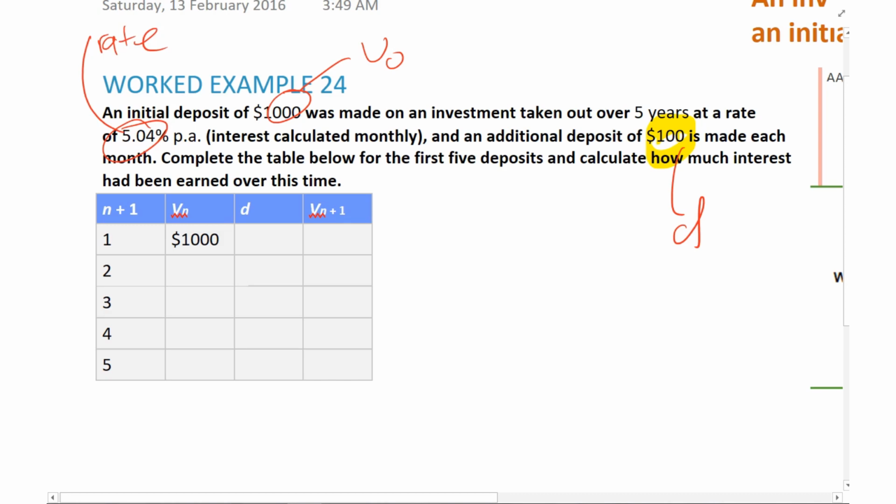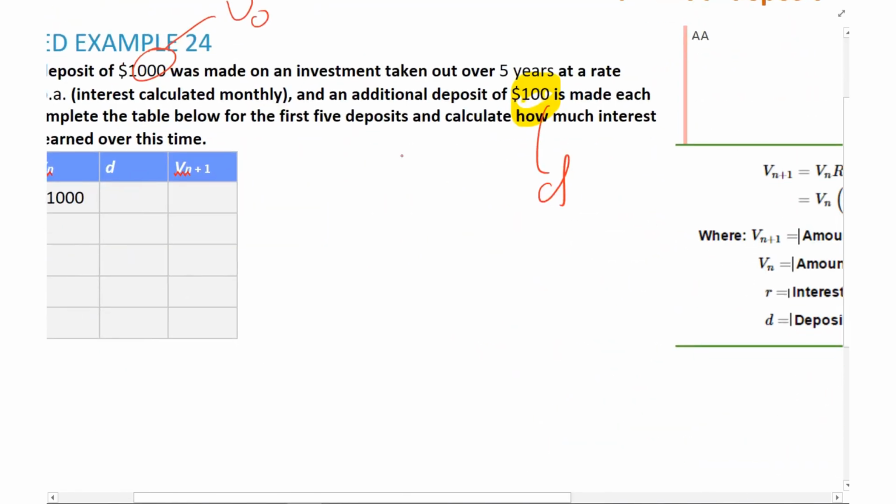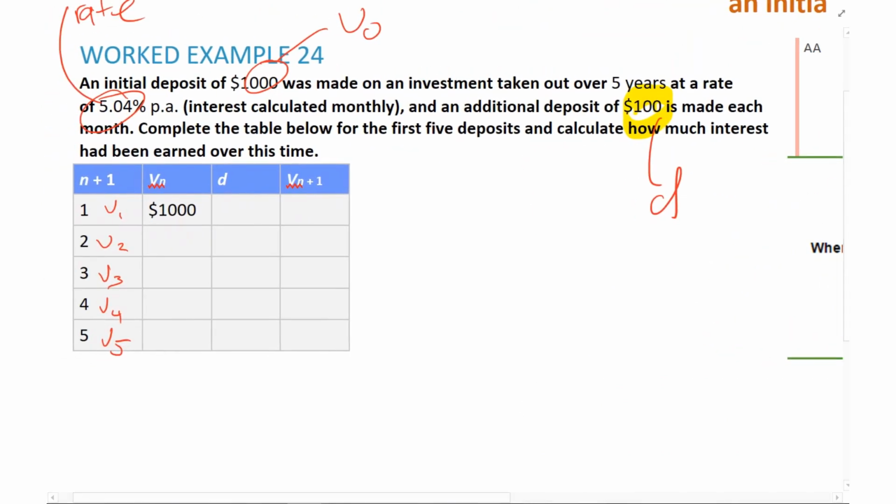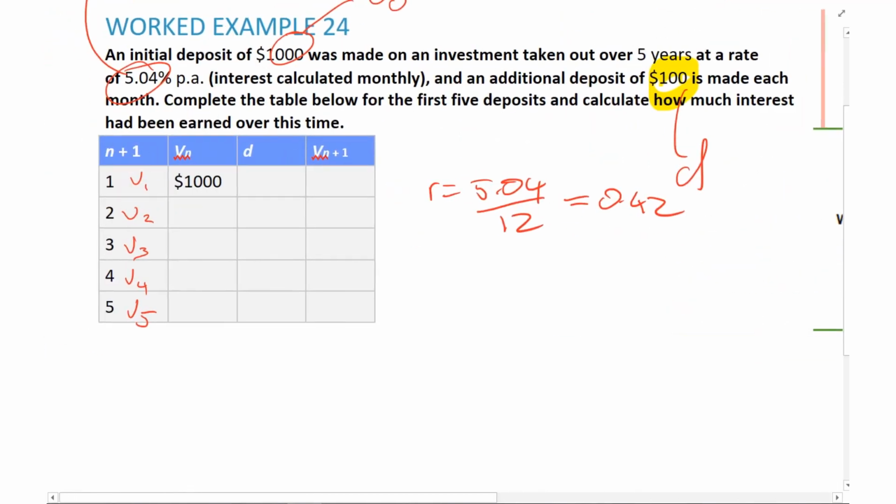So we've got our Vn, so that's our V0. Basically what we're looking at here, this is our V0. So we're looking at V1, V2, V3, V4, V5. And as you can see there, the rate is 5.04% per annum. And so basically what that means is, in terms of our equation, remember R is the interest rate per period, and it's monthly. So let's go ahead and go R equals 5.04 divided by 12, and that will give a value of 0.42. And it's that value you're going to divide by 100.